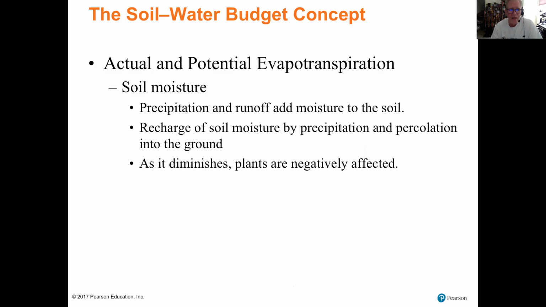Now, you have soil moisture. That's your precipitation and runoff, which adds moisture to the soil. That's very important. That's how we recharge soil moisture, by rain coming down, percolating through the very top layer of the soil into the ground. If it goes deeper, it gets below the root area of the plants, and so the plants are negatively affected. Either they don't get enough to begin with, or the water goes too deep.